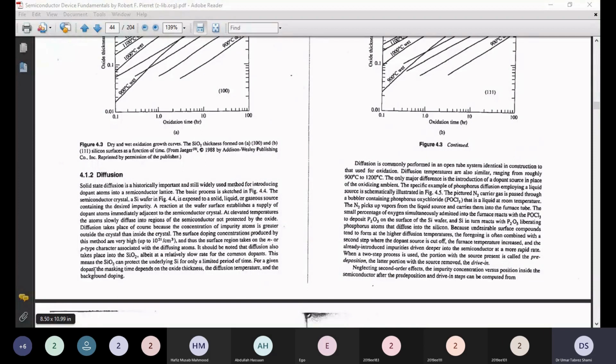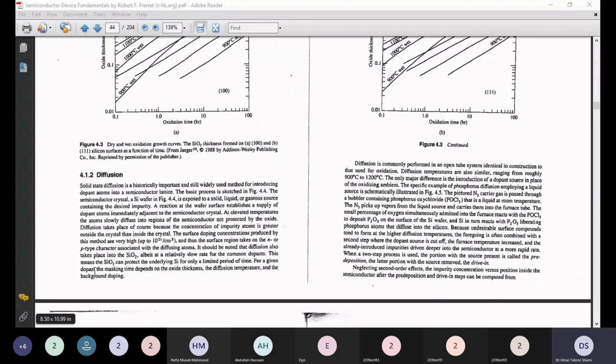Diffusion takes place, of course, because the concentration of impurity atoms is greater outside the crystal than inside the crystal. The surface doping concentration produced by this method is very high, and thus the surface region takes on the N or P-type character associated with the diffusing atoms.